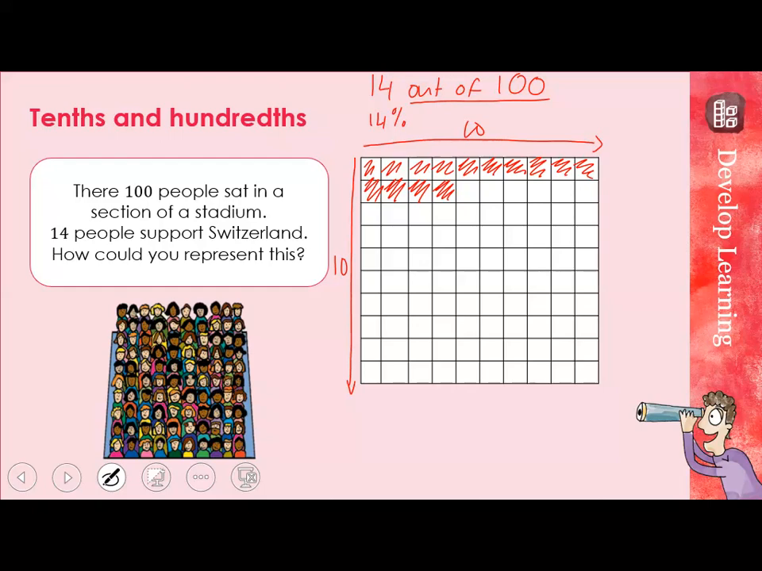Or I could say 14 hundredths. So 14 out of the 100. You can see the relationship here between all of the different ways of expressing it. 14 out of 100 is the same as 14 hundredths. It's the same as 14%.